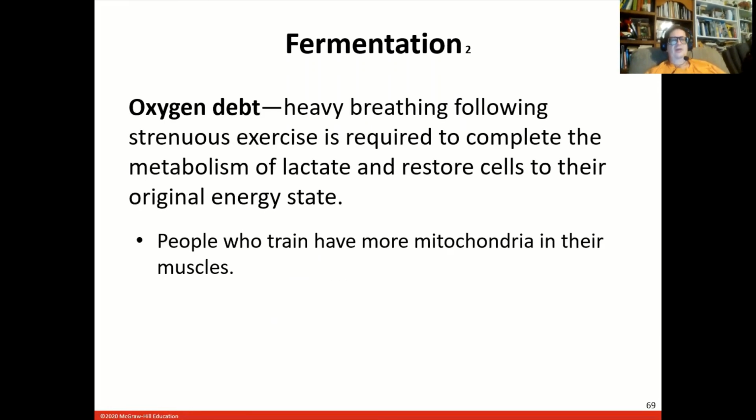We know that. And the reason you still breathe hard after you're done with the exercise. Say you run wind sprints, and when you're done, you're still breathing hard. It's because you're in oxygen debt. Heavy breathing after the exercise is needed to get the oxygen to turn the lactate back into pyruvate and then into acetyl-CoA and run it through the Krebs cycle.